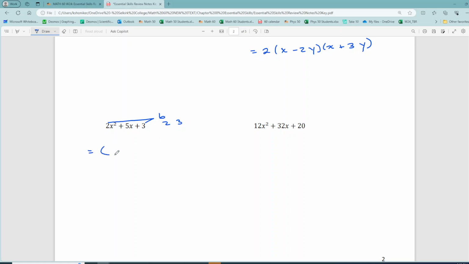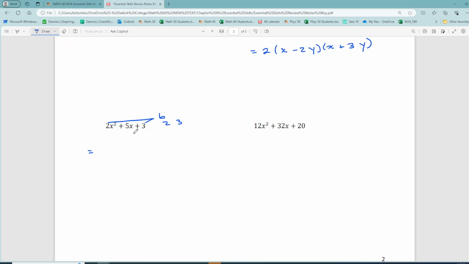But again, we can't go straight to our brackets and go x, x, 2, and 3, because if I multiply this out, I'm going to get x times x is x squared, not 2x squared, right? And I get 2 times 3 is 6, not 3. So you can't go straight to the brackets.